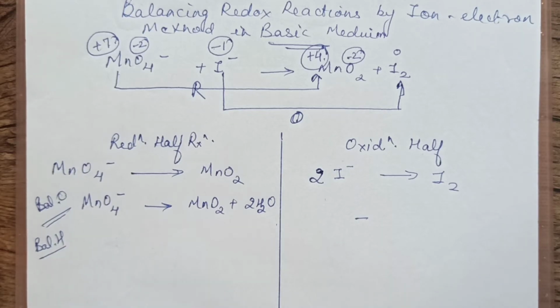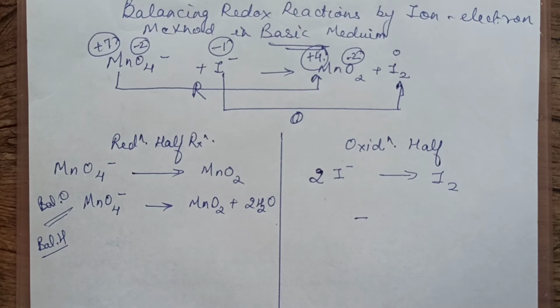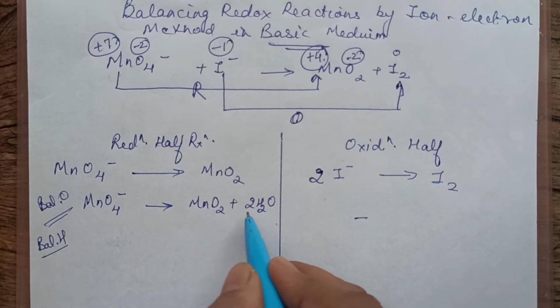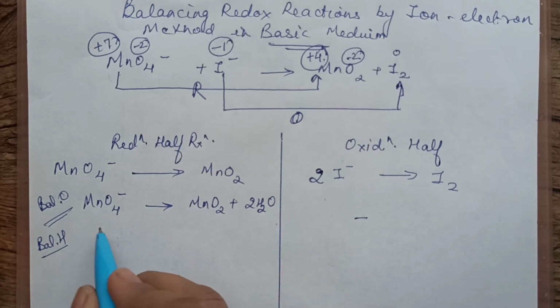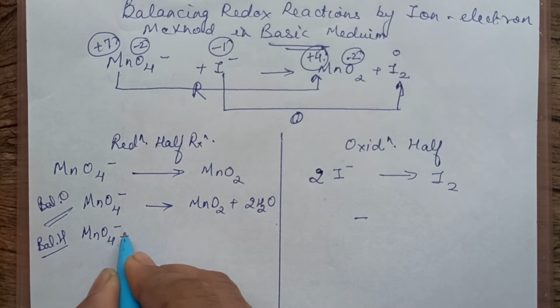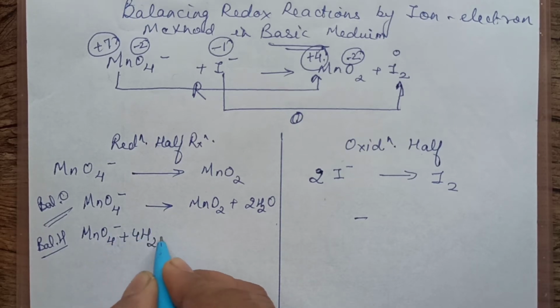Next you have the step: balance hydrogen. This is the only step which is different between acid and basic medium. In the previous one we were adding H plus to the deficient side. Now in this case we will be adding water to the deficient side. Let me tell you how. You have no hydrogens on the left hand side and 4 hydrogens on the right hand side. So 4 are less on the left hand side. As many hydrogens are less, you first add that many water molecules on the deficient side.